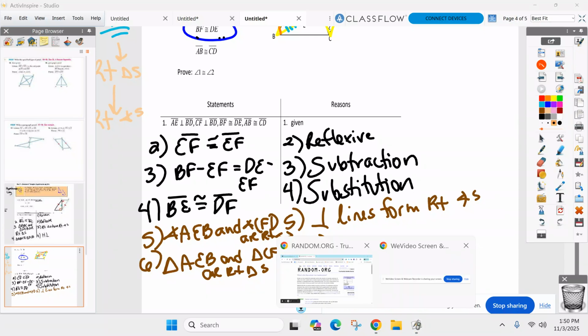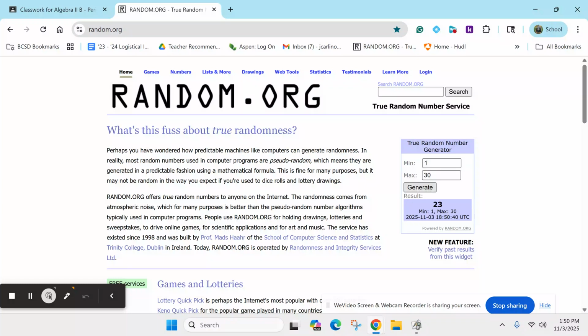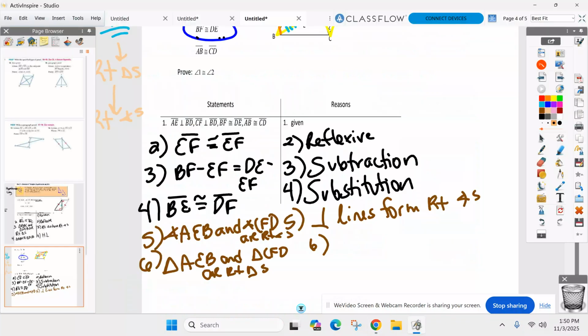How do we know they're right triangles? Let's do this one more time. How do I know they're right triangles? Shreya? HL. That's a method of proving them congruent. I'm just asking why they're right triangles. How do we know they're right triangles? Right triangles have right angles. There we go. Whew. I got the H. I got the L. I now have right triangles. Now I have congruent right triangles.